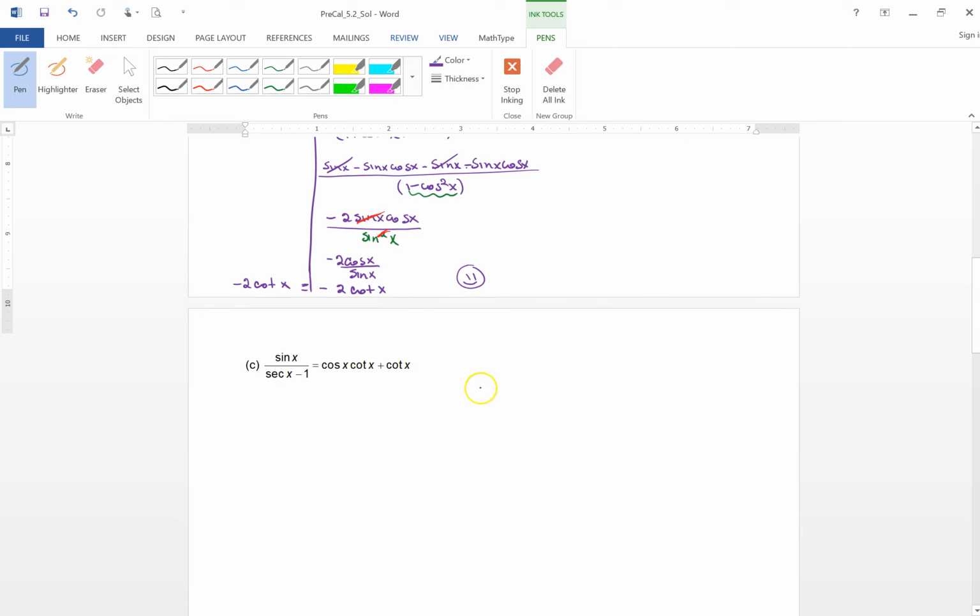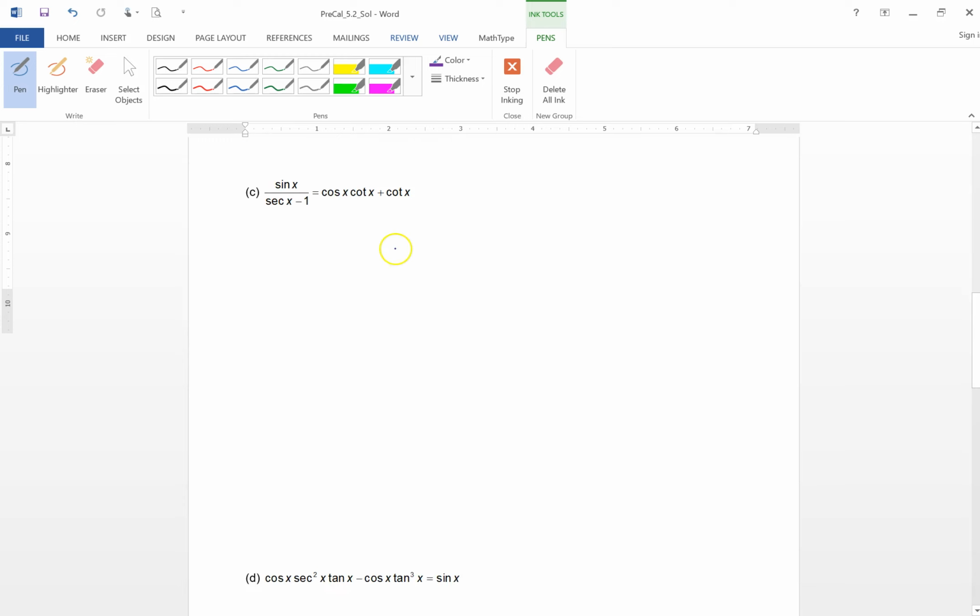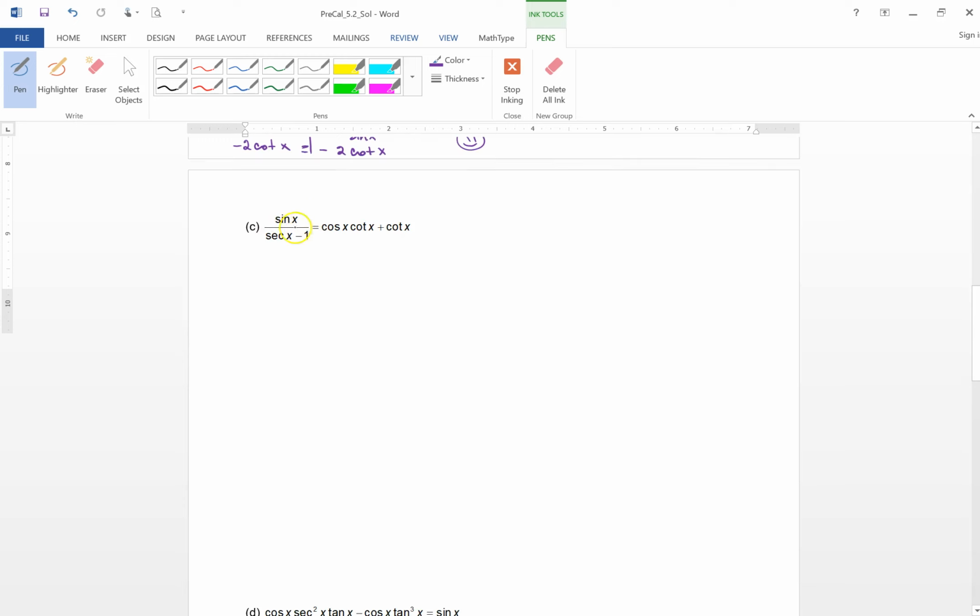One more. So here it's debatable which one is more complicated. I would say to start with the fraction. To get rid of the denominator, or to work with the denominator, what we do is we multiply, and this is a trick that you can do all the time. If this is secant x minus 1, you multiply by secant x plus 1.